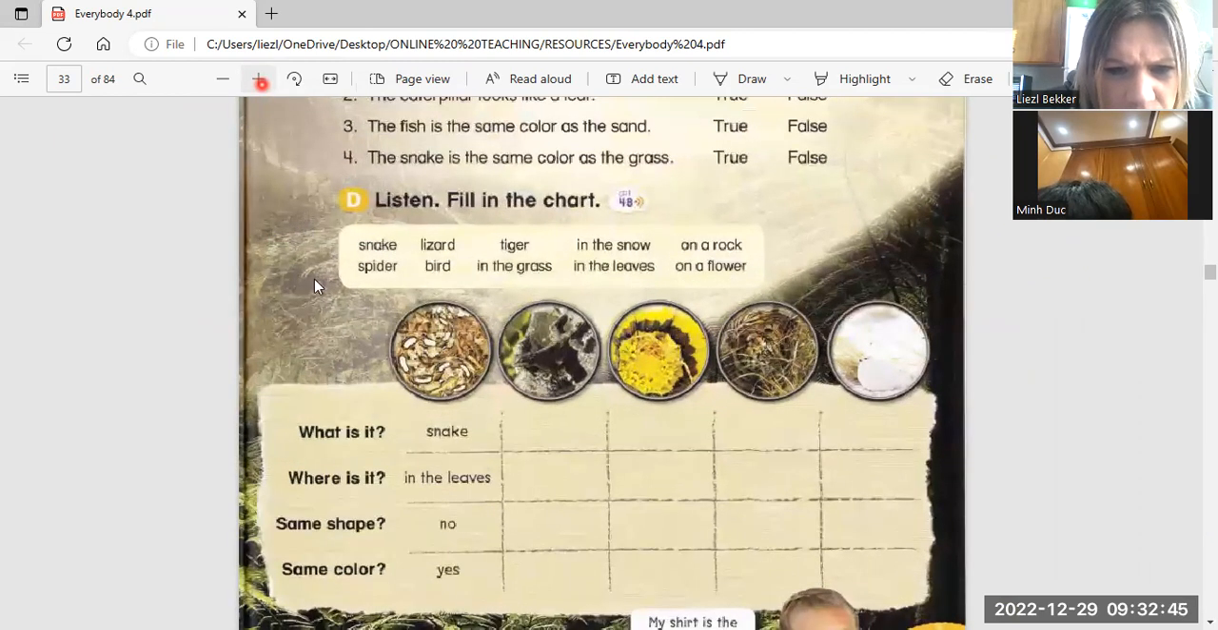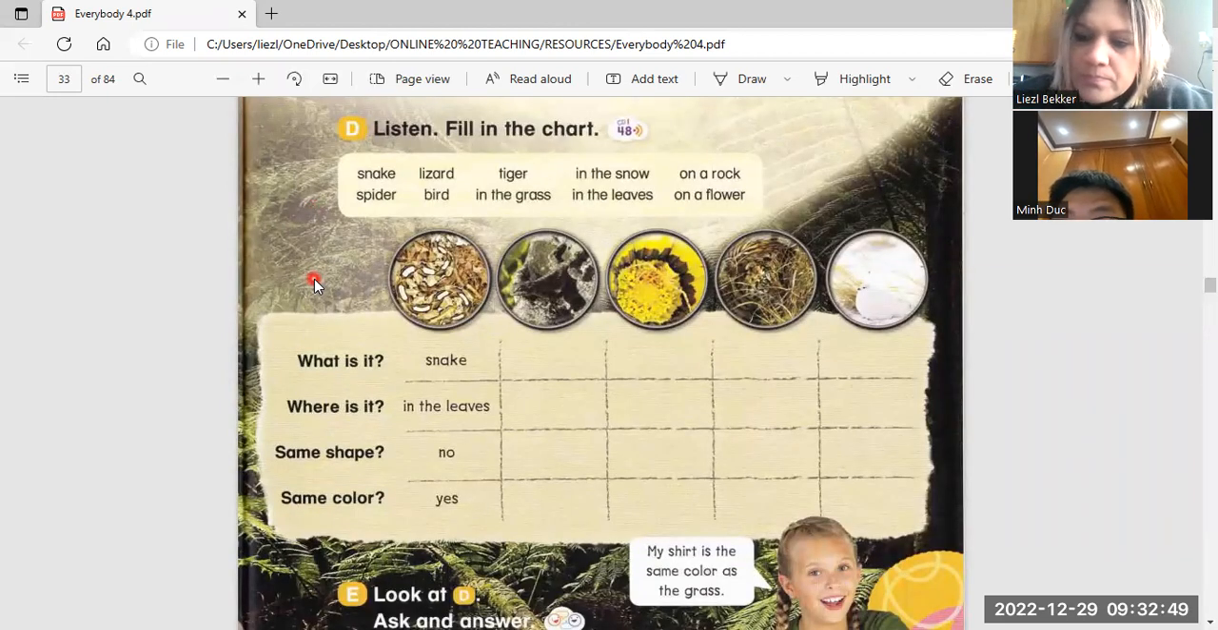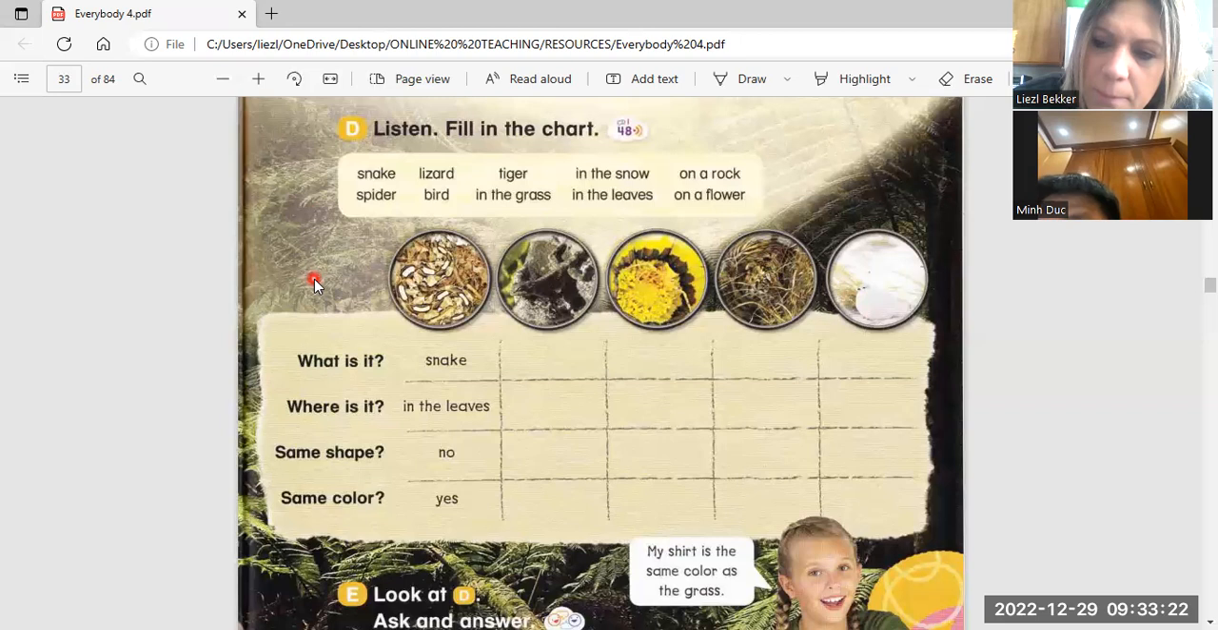Okay, what can you see here? Number two, what is it? It's a lizard. Good. Where is it? On a rock. Good. Same shape. Yeah. Same color. Yeah.